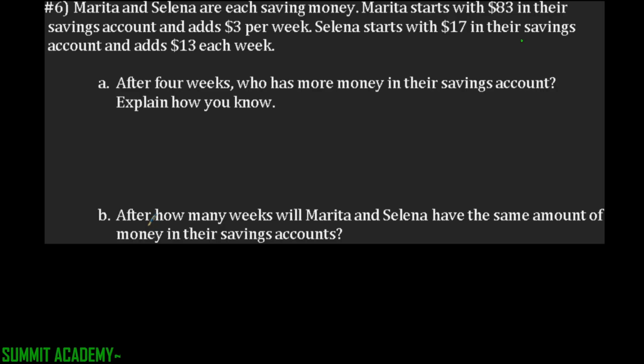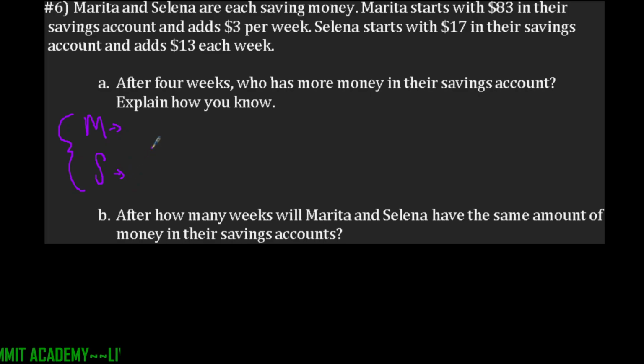All right, moving to number 6, it says Marita and Selena are each saving money. It says Marita starts with $83 in their savings account and adds $3 per week. Then it says Selena starts with $17 and adds $13 each week. So let's come up with a system of equations for that first. I'm going to do purple this time. So let's say if this is our system, Marita's equation is going to be here, and Selena's equation is going to be underneath of it.